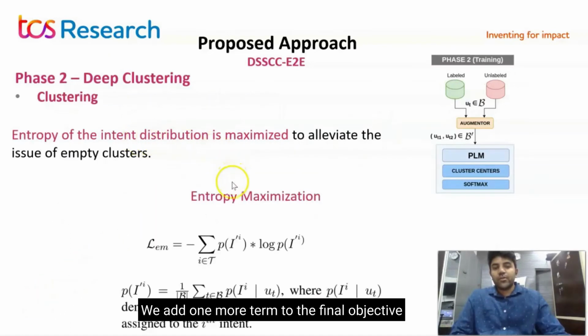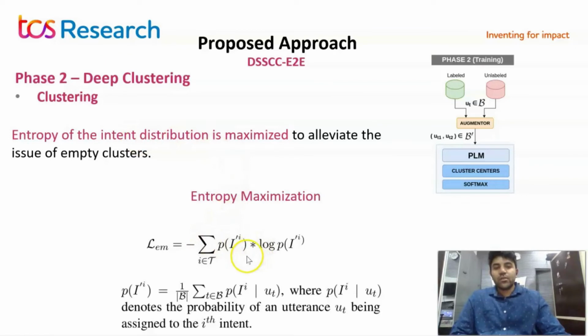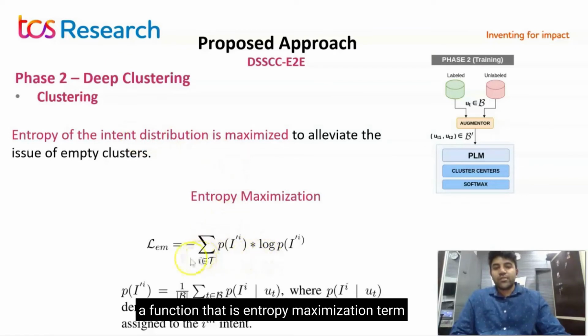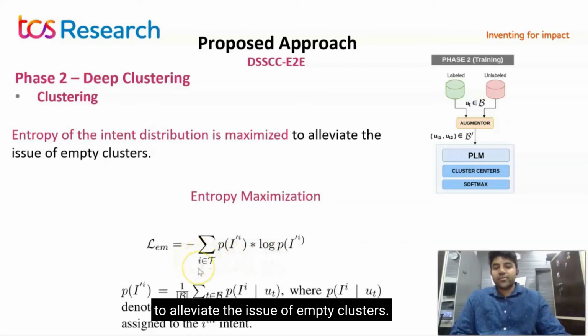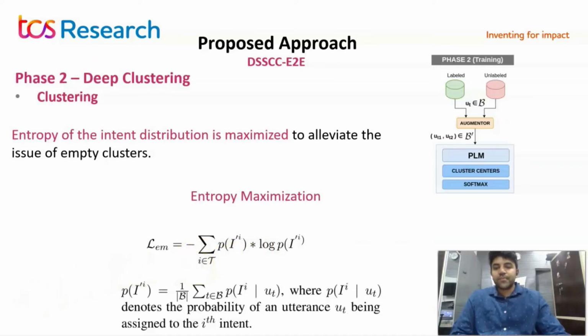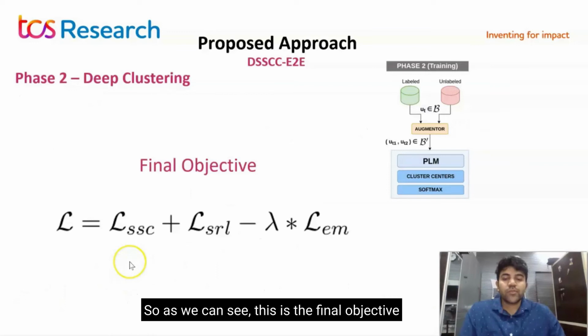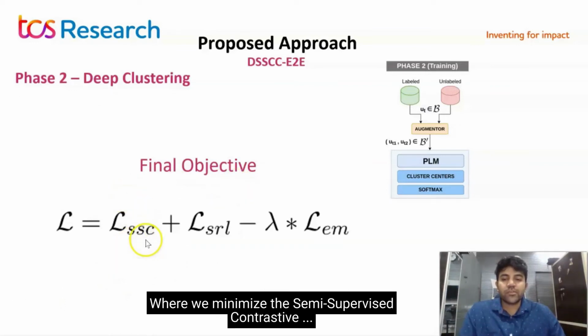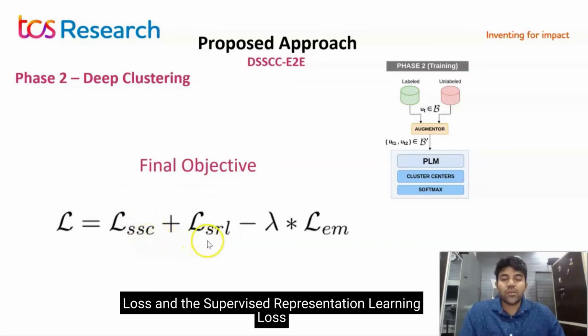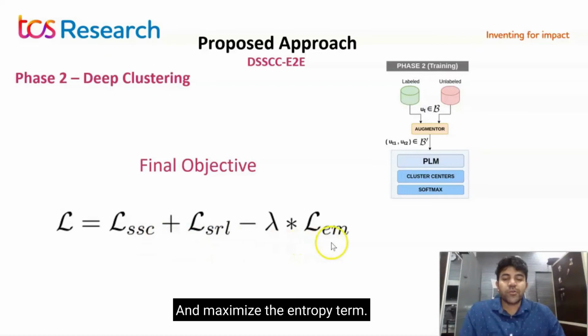We add one more term to the final objective function, that is an entropy maximization term, to alleviate the issue of empty clusters. So as we can see, this is the final objective where we minimize the semi-supervised contrastive loss and the supervised representation learning loss, and maximize the entropy term.